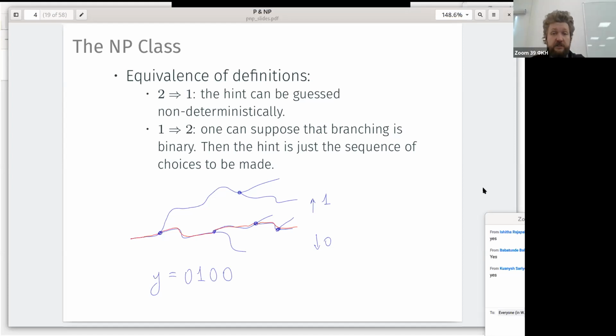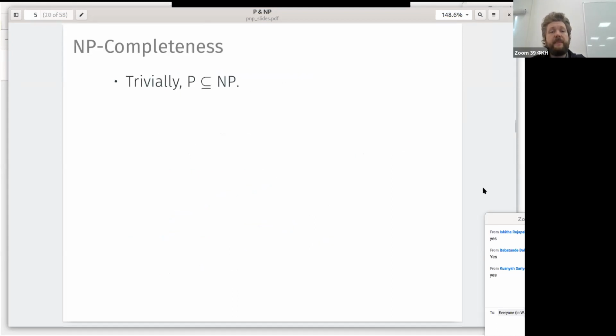So there are two definitions of the NP class. And now the theory of NP-completeness. This is the central part of the course, of this mini course in complexity theory. So trivially, P is a subset of NP. Well, in both definitions this is obvious, because if you have non-deterministic computations, you can just refuse to use non-determinism, you can make it deterministic. If you speak in terms of hints, again, you can just take a hint of zero length.